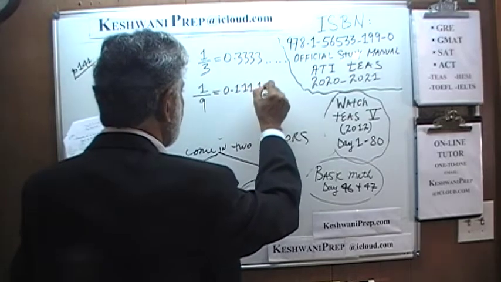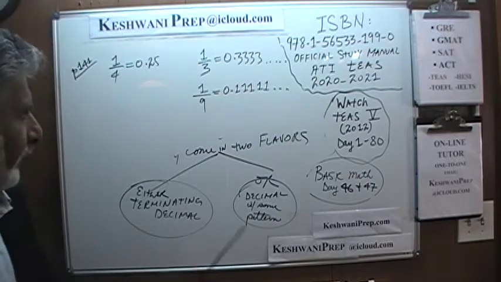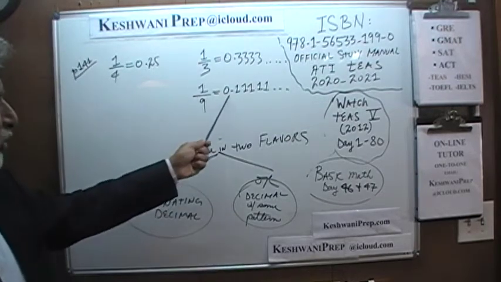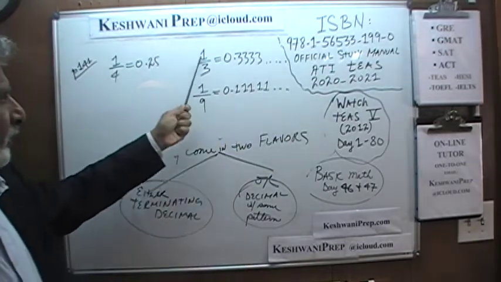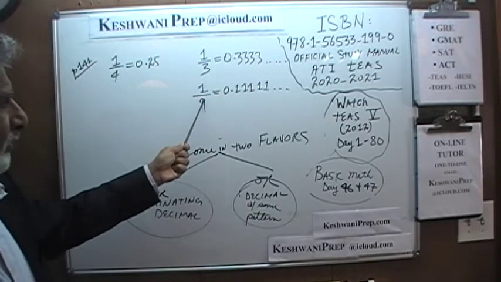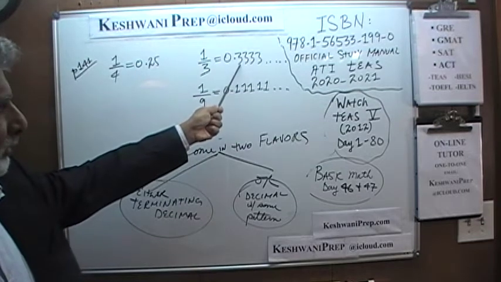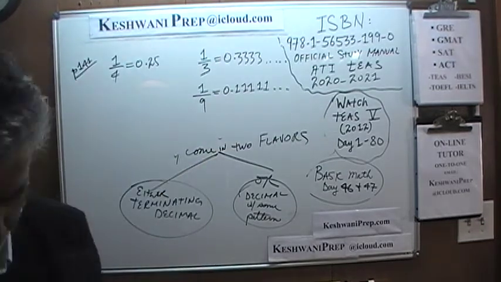0.1111, whatever number. And if you stop to think about it for a second, it should make sense that 1/9 should be 0.1111 forever, because 1/9 is 1/3 of 1/3. 1/3 times 1/3 is 1/9. So if 1/3 is 0.3 repeating, 1/9 should be 1/3 of that: 0.111 forever.